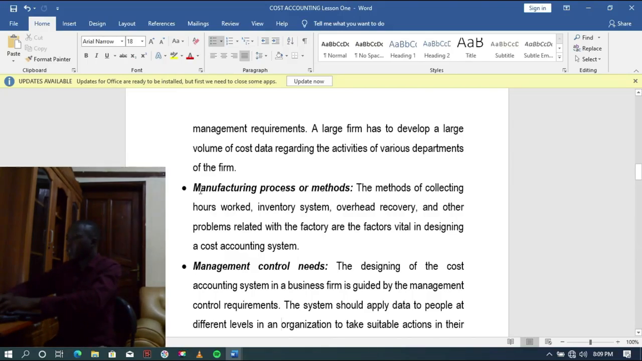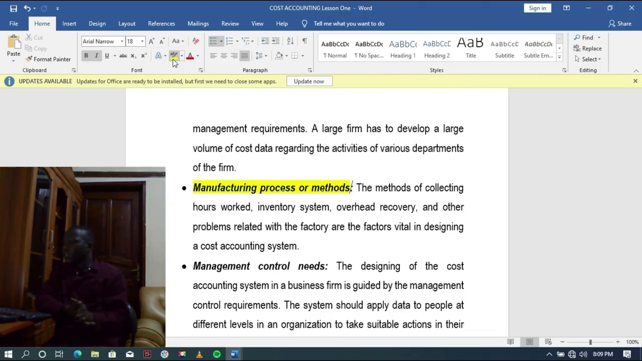Then another factor is the manufacturing process. Some manufacturing processes are long or have many stages. So if your manufacturing process involves many stages of production, then you must design a cost accounting system that captures each and every stage of production that you have to go through.